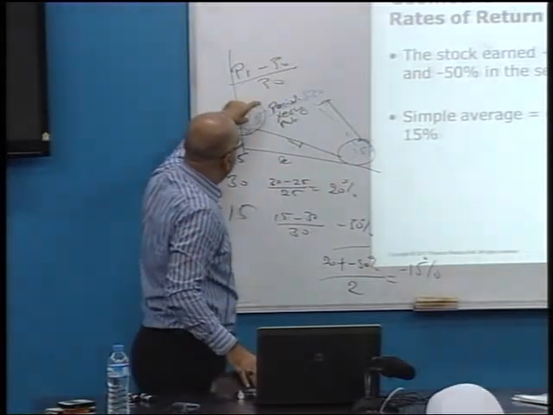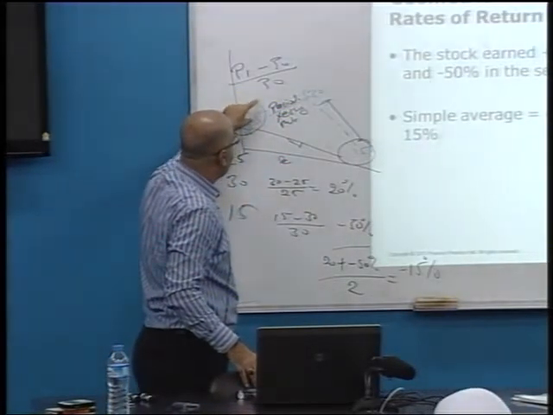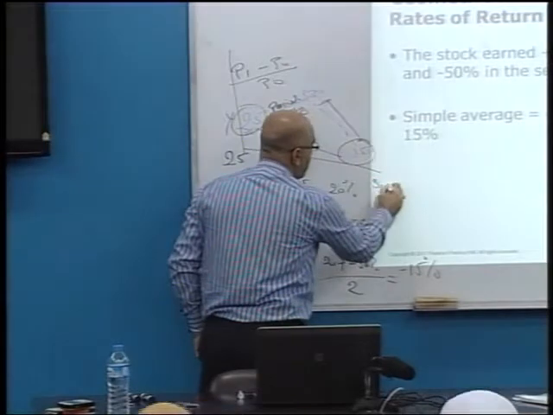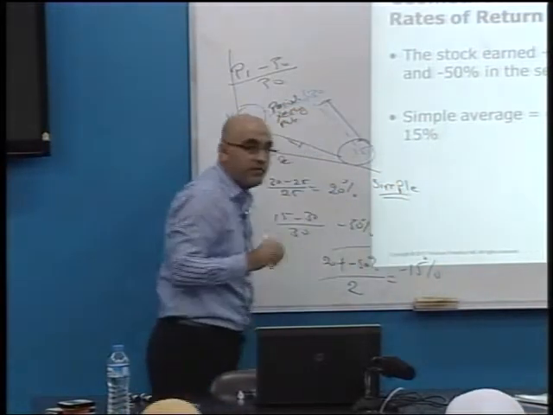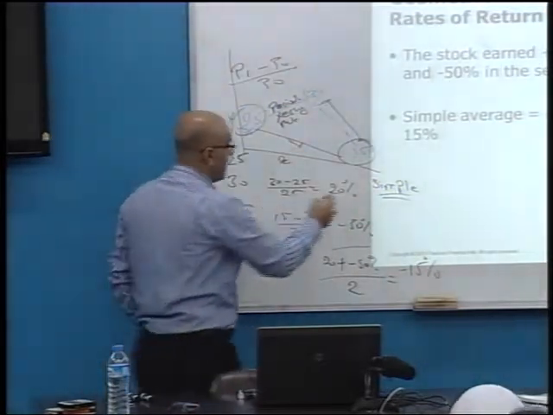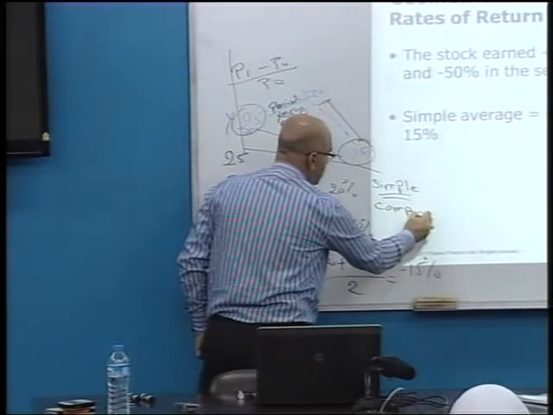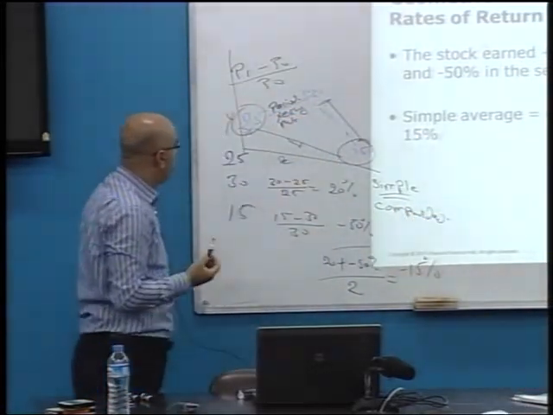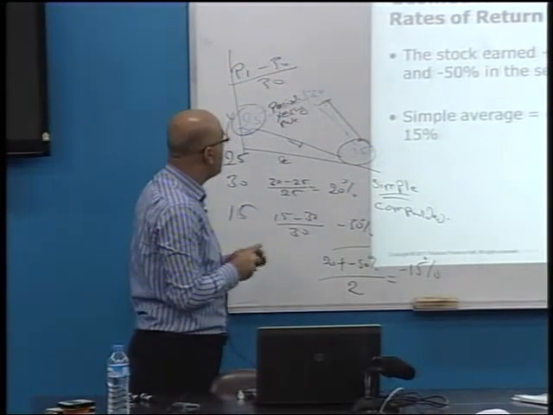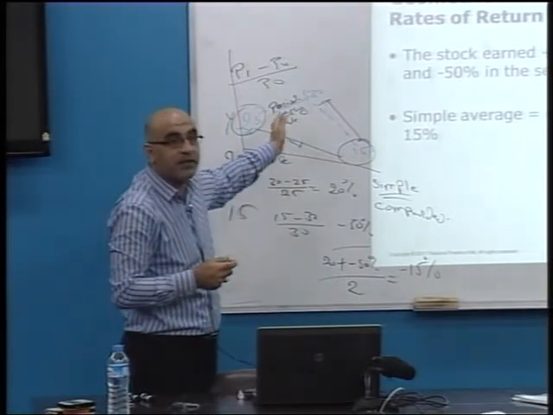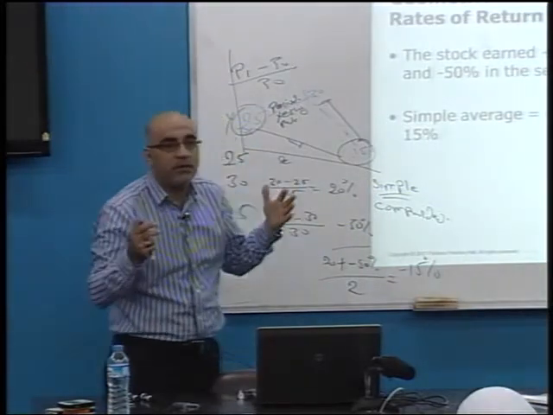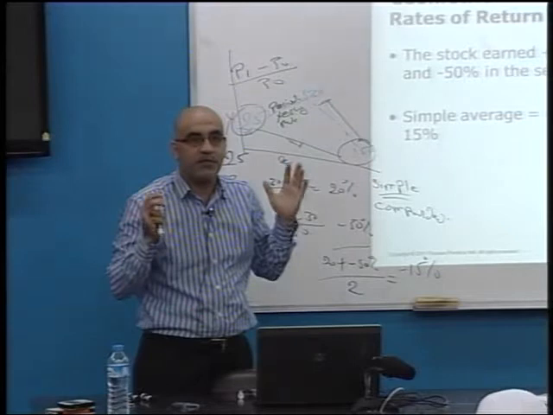The arithmetic, again, is based on the simple average rate of return. However, the geometric is based on the compounded rate of return. The arithmetic is calculated based on the yearly, daily, or periodic rate of return. However, the geometric calculates all periods at one time. It considers the period as one.